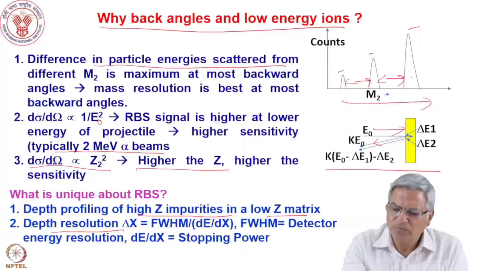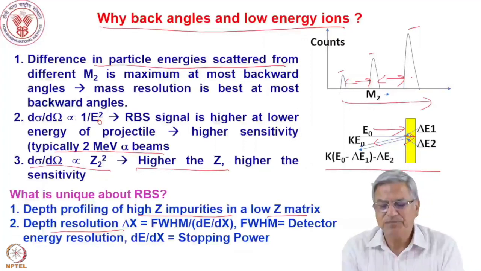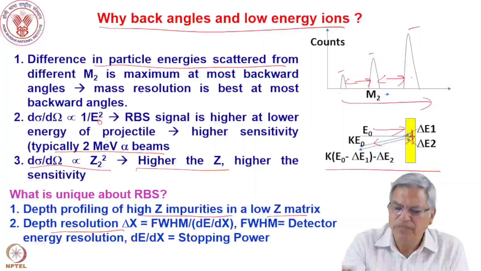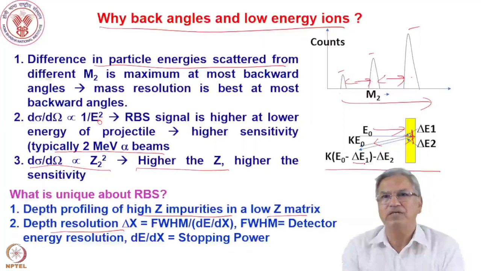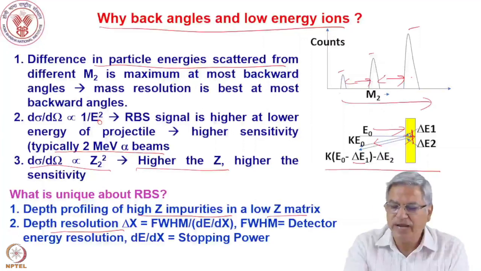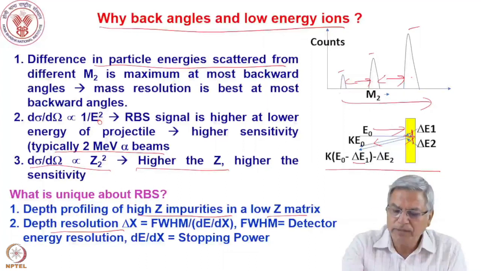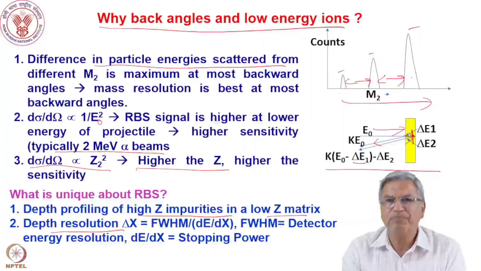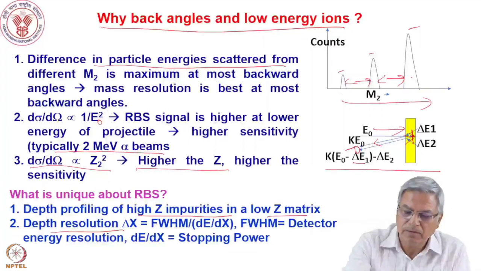Now, as the projectile is traveling in the target material, it is losing energy, and at every depth it can get backscattered. Let us say at a particular depth the energy loss is delta E1. So the energy at this depth will become E0 minus delta E1. So an M2 at this depth will see a projectile coming at E0 minus delta E1 and backscattered from that side. You are putting a detector here, D.